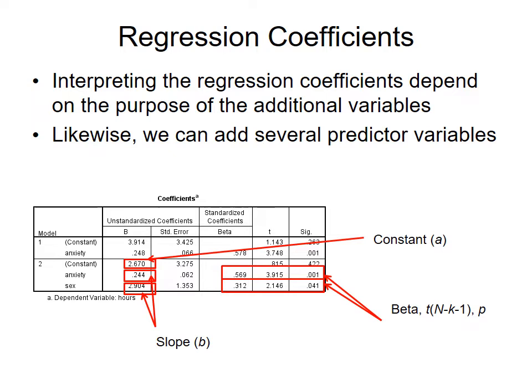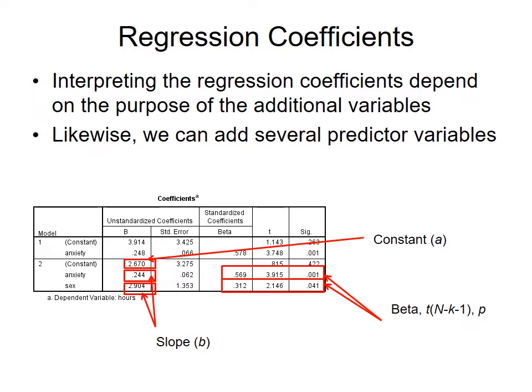So again, notice that anxiety in the model where anxiety is left alone to predict our outcome has a slope or a B weight of 0.248. So for every unit of anxiety, we're seeing an increase of 0.248 in the outcome variable. In this case, the dependent variable in this data set is hours, probably hours of studying, I'm not exactly sure. Doesn't really matter, we're just looking at the data here at this point.